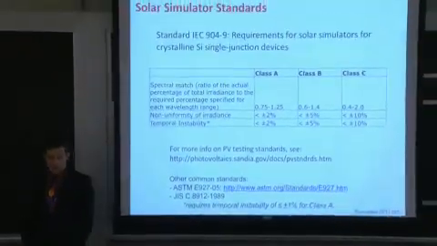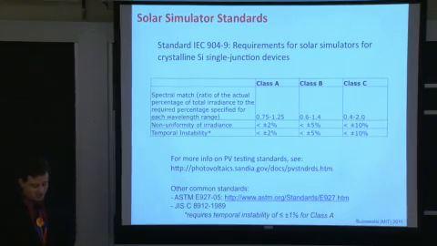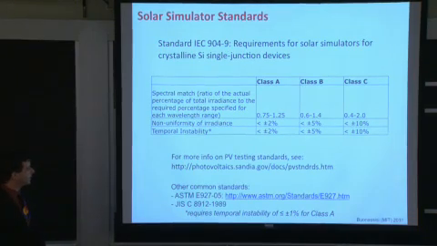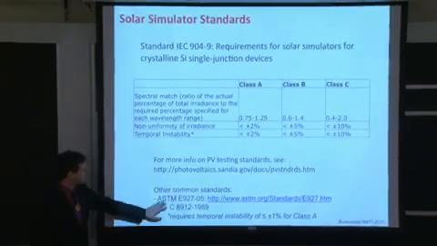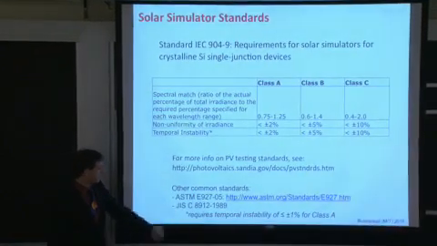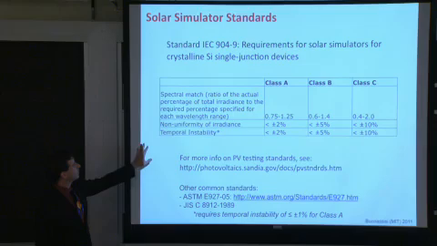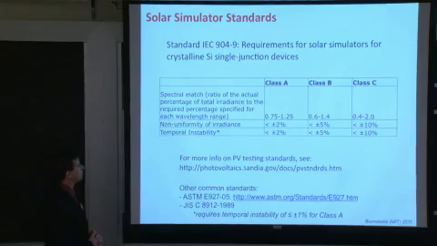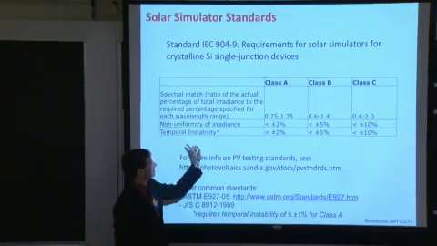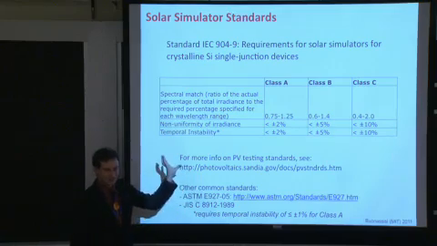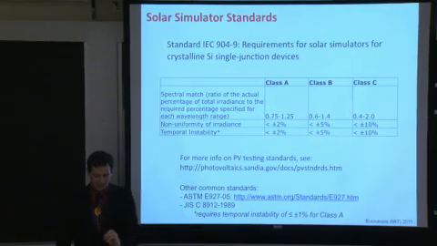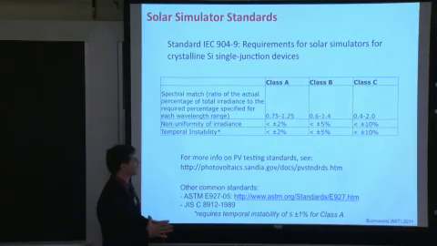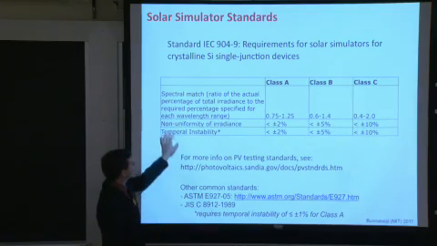In terms of standards for ranking different types of solar simulators, there are 3 classes according to the IEC standards. There are other common standards as well, such as a standard used in Japan and the ASTM standards. But let's focus on the IEC 904-9. These are the requirements for solar simulators measuring crystalline silicon single junction devices. So it's a very specific standard, and in a few slides we'll explain what the potential differences are when you're measuring other types of solar cell materials. We have the spectral match, or spectral fidelity.